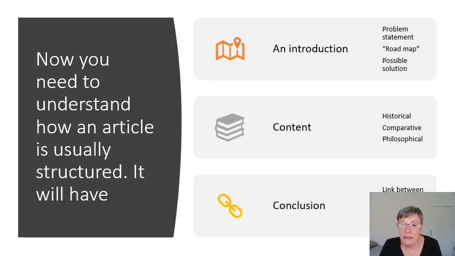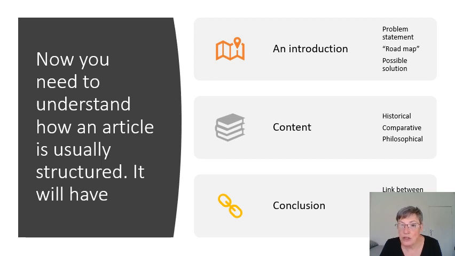Then there will be what I call a roadmap. In other words, the article will say, in section 1, I will deal with this, that, and the other thing. In section 2, I will deal with that. In section 3, with that. So it will tell you exactly what is going to happen as you read through the article. This is important because you need to know which parts are important for your purposes and which are not. And then in the last place, it will already hint at the solution, a possible answer to the problem that was just raised. So that's your introduction, really important.